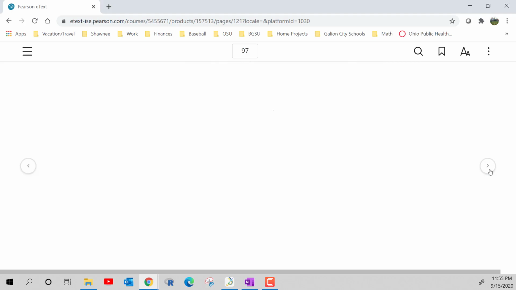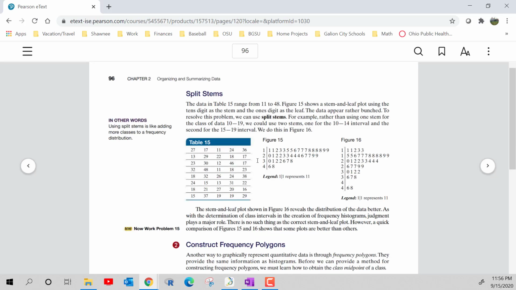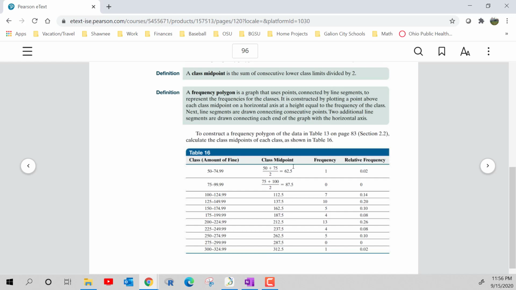And then if you go to the next page, what you'll notice is what's plotted are these class midpoints along with their frequencies. So the x-coordinate is going to be these class midpoints, so this is your x-axis, and the frequency is your y-axis, if you want to have a frequency polygon.